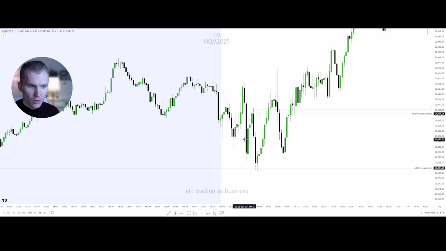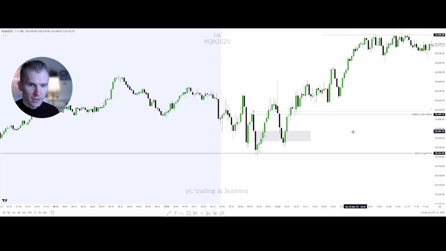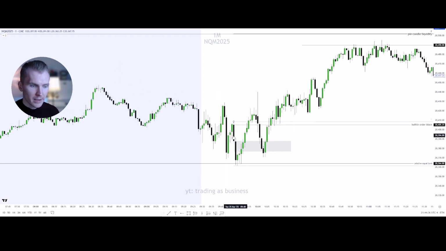Okay, so we have market structure shift to the upside, and then the easiest entry would be 3 ticks above this candle or inside the inversion fair value gap, which would be this one. So it's up to you where would you be getting in, but the easiest would be right over here on this candle. And let me see how it looks in terms of risk reward.